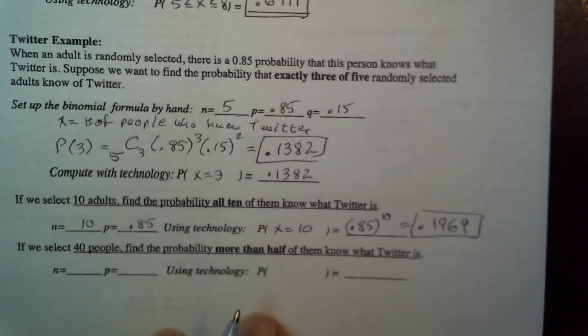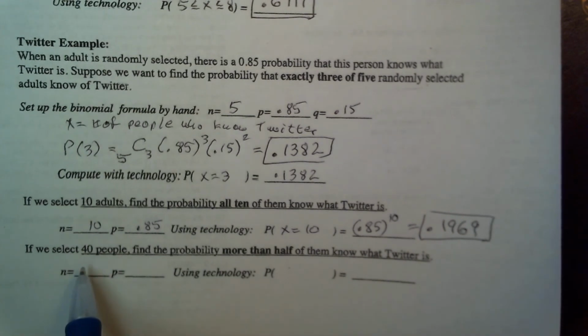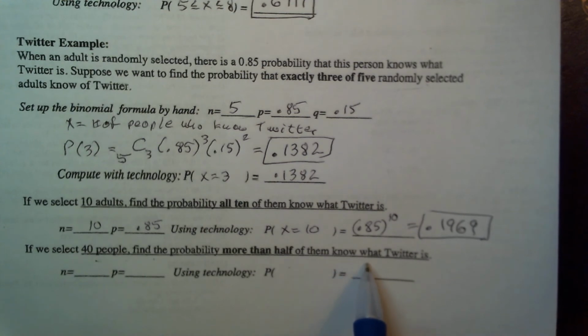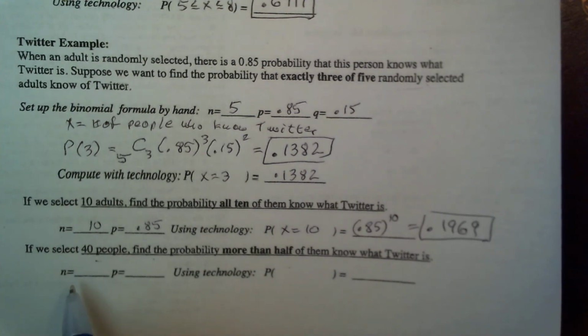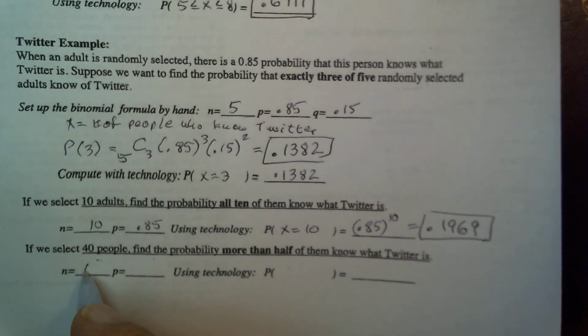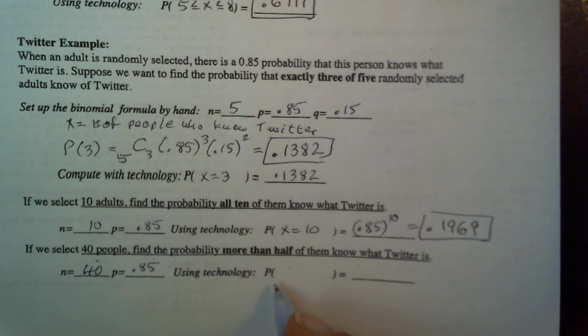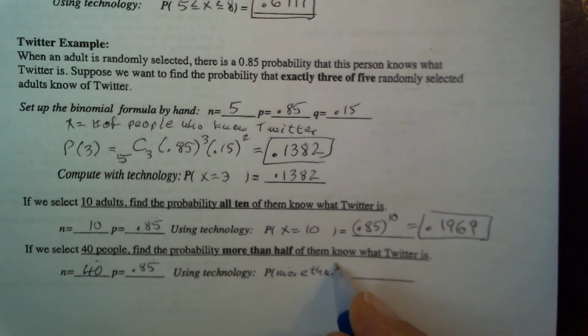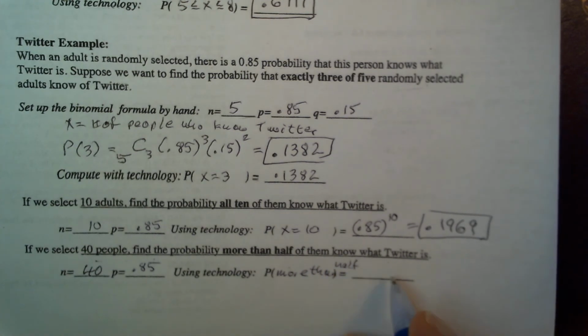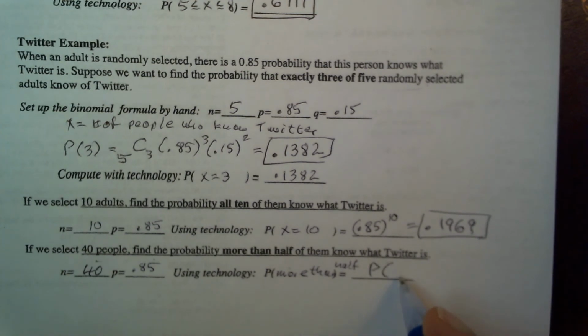And then the last question is, if we select 40 people, find the probability more than half of them know what Twitter is. So in this case, of course, n equals 40. The probability remains at 0.85. And so the question, more than half, would be the probability of x greater than 20.